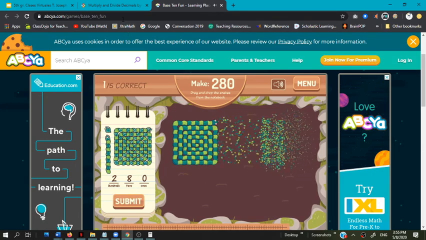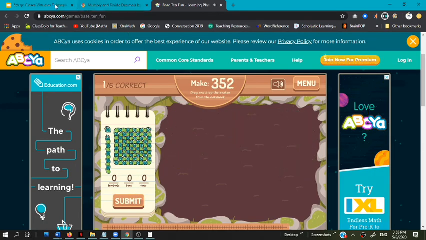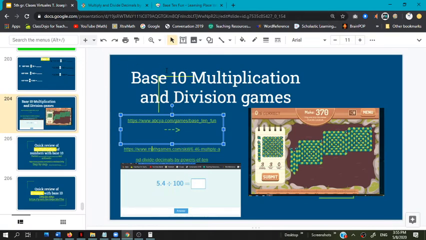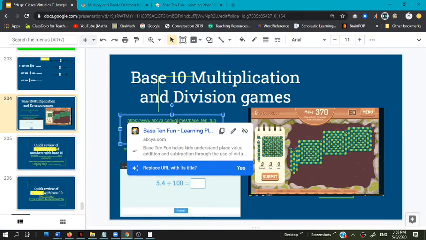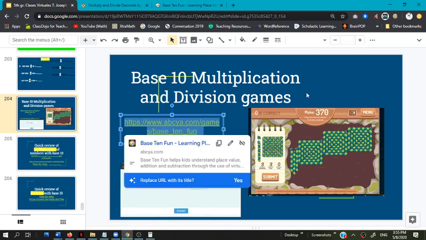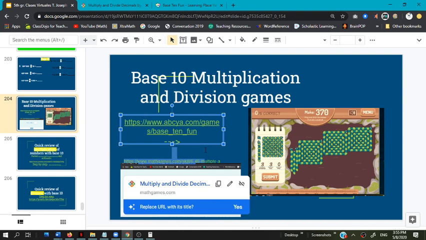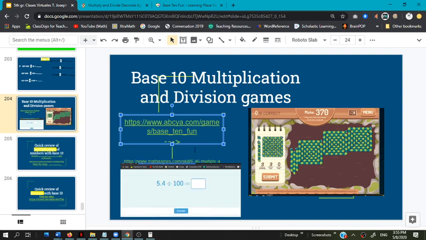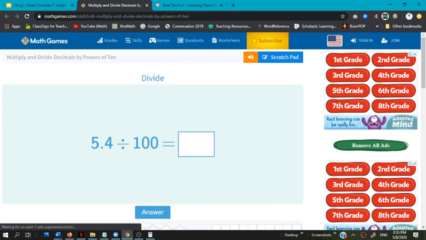So that's just a cool game that you can play if you would like more practice on base 10. Again, I'm going to make it a little bit bigger so you guys can see that. It's called abcya.com base 10. So you see it right here. And then the next game that I'd like you to play if you want to practice this is on mathgames.com. So here's the link.